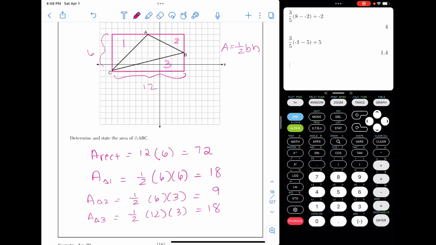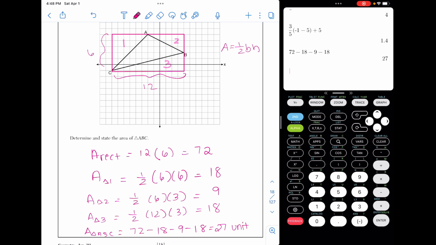So to find the area of what we're actually looking for, of area triangle ABC, we're going to take the area of the box, which is 72, subtract out all of those surrounding areas, and we'll go to our calculator. So 72 minus 18 minus 9 minus 18 gives us 27. And now I'm going to put units squared. Area always has square units, and that's the area of triangle ABC.